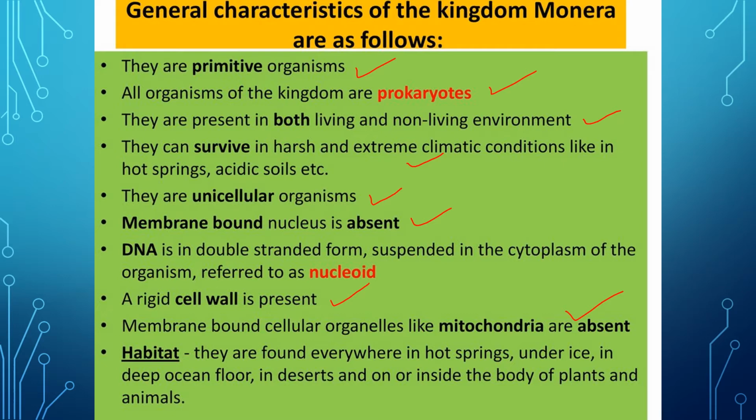Habitat. Where does this Monera survive? They are found everywhere. They're omnipresent. It is like wherever the other organisms do not exist, there exists Monera. For example, in hot springs, under ice, in the deep ocean floor, in deserts, and inside the bodies of plants as well as animals.